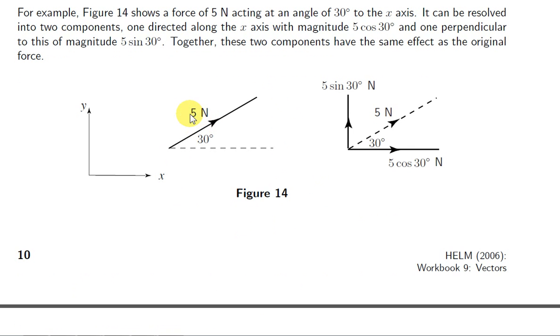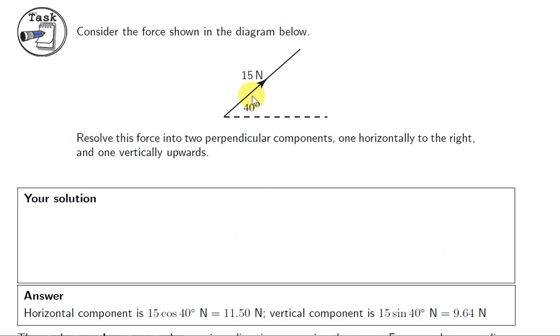So here's an example. Here F is 5 and the angle is 30 degrees. So the horizontal component of this force has magnitude 5 cos 30 degrees. And the vertical component has magnitude 5 sine 30 degrees. So here's another example. The horizontal component is 15 cos 40, which is 11.5 newtons. And the vertical component is 15 sine 40, which is 9.64 newtons.